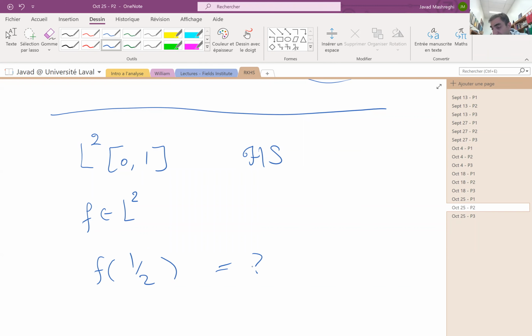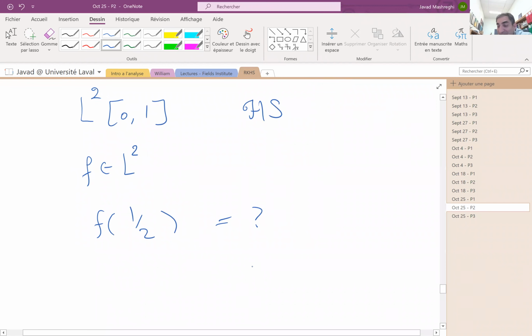That's true. Even if you look at the first chapter of the book, among all the examples given, there is a section called a non-example. And the non-example is precisely this one, that in Lebesgue spaces, we cannot talk about evaluation. But still there is a remedy. And the remedy is this section.